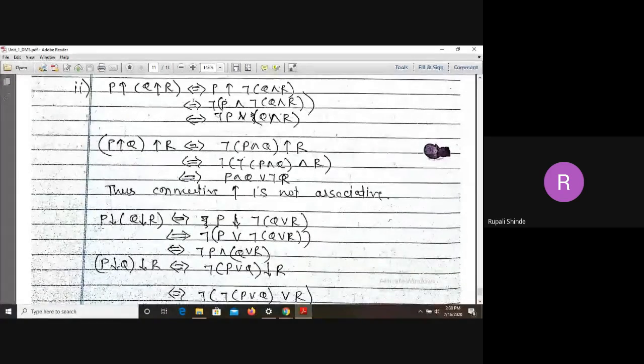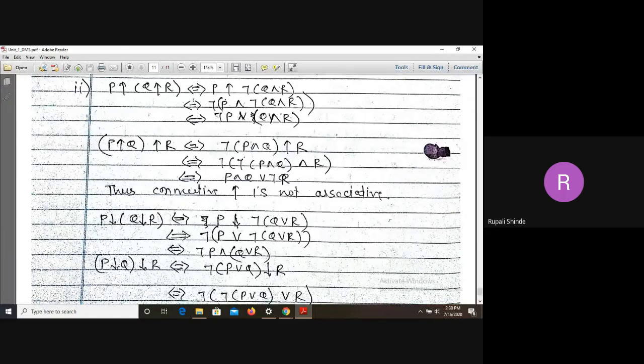So check here what we have written. P NOR (Q NOR R). This is the first formula. Now we have to change the bracket. After changing the bracket, you will get the second formula as (P NOR Q) NOR R. So we have to check whether these two formulas are the same. If it is the same, then we can say that NOR is associative. If it is not the same, then we can say that NOR is not associative.